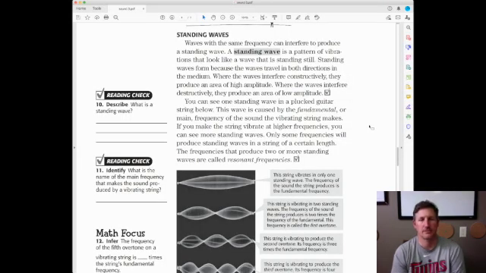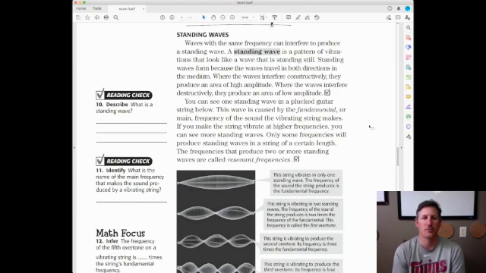All right, the last piece we're going to talk about today is standing waves and resonance. Remember, if we think back to our introduction to waves, a standing wave is a wave that looks like it's standing still because it has transverse and longitudinal properties. Waves that have the same frequency can interfere to produce a standing wave. A standing wave is a pattern of vibrations that looks like the wave is standing still.